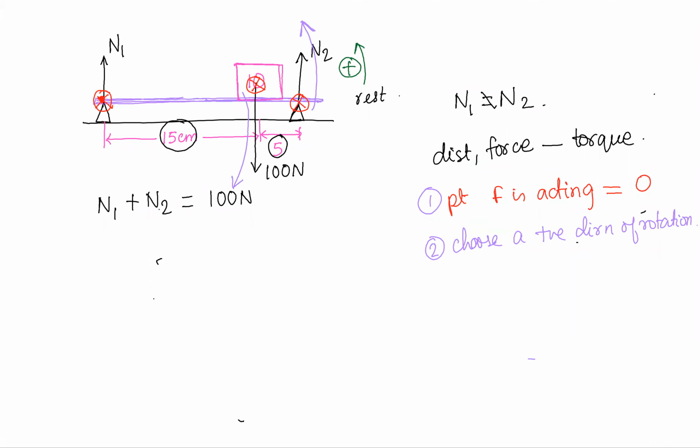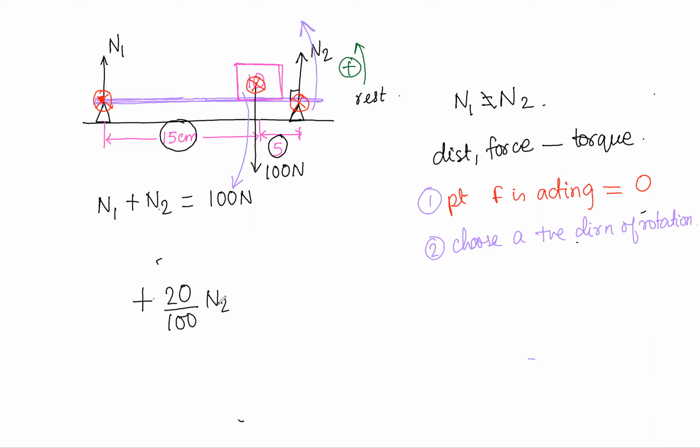Now we will start writing the equations. What is the distance of N2 from the axis? 20 centimeters. Is the distance perpendicular? Yes, it looks perpendicular to me. So the torque of N2 is equal to plus, because it's acting in my positive direction. The distance is 20 centimeters, and the force is N2.